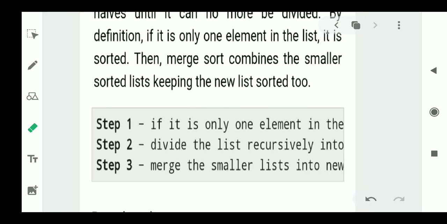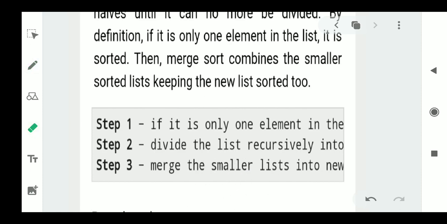So what is the first step here? If there is only one element in the list, we cannot divide the list of elements. So please mention that sorting is over. Otherwise, if more than 1 element is there, divide the list, compare the elements and put them into the final array. Merge the smaller list into a new list. This is the algorithm for merge sort.